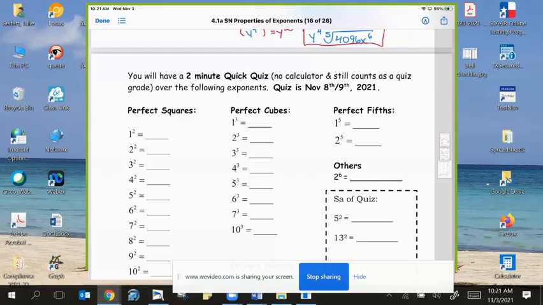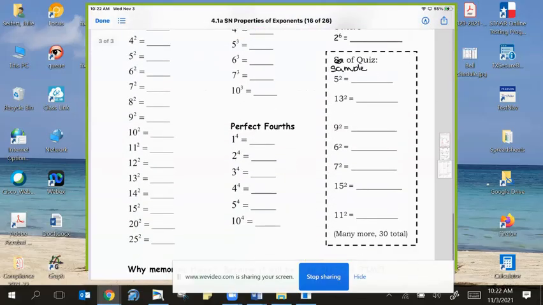This is supposed to be a sample of the quiz, and I have fixed this more times than I can count, and it won't save. A sample of the quiz looks like this. This is what you'll have. You'll have a total of 30 questions, and it will be a number to a power, and it will be from this list.